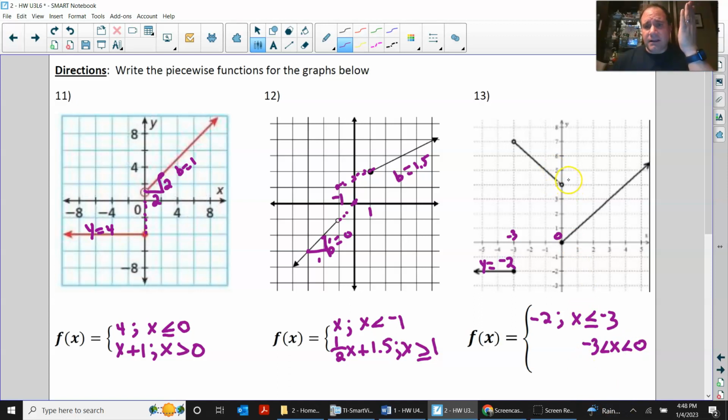I didn't even get the equation yet. So b equals 4, because that's the y-intercept. And then we're just going to pick, this looks like a -1 slope. It's down 1 and over 1. So we have a negative x plus 4.